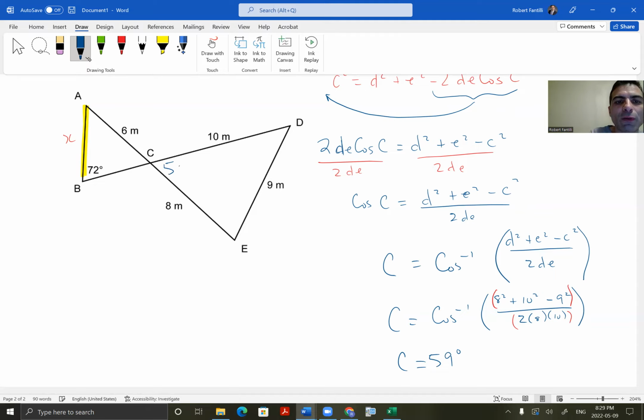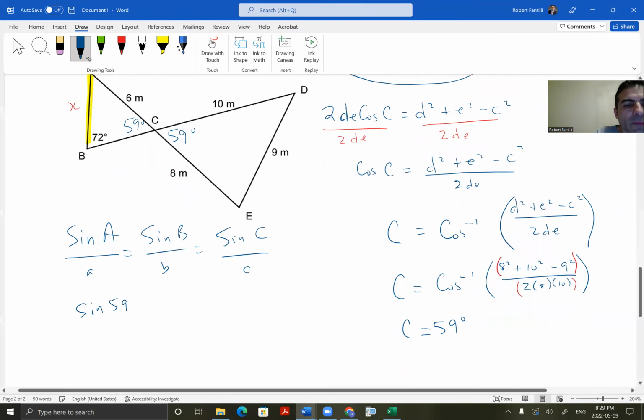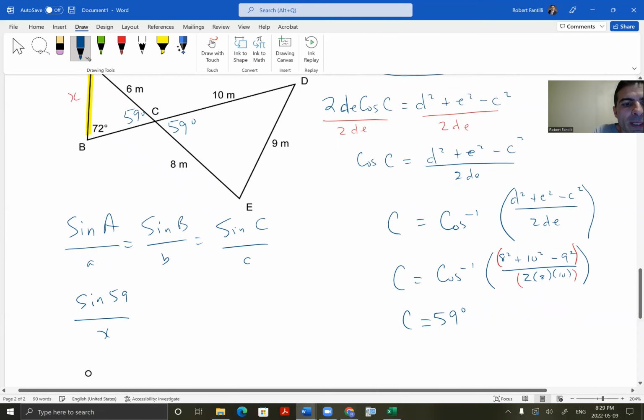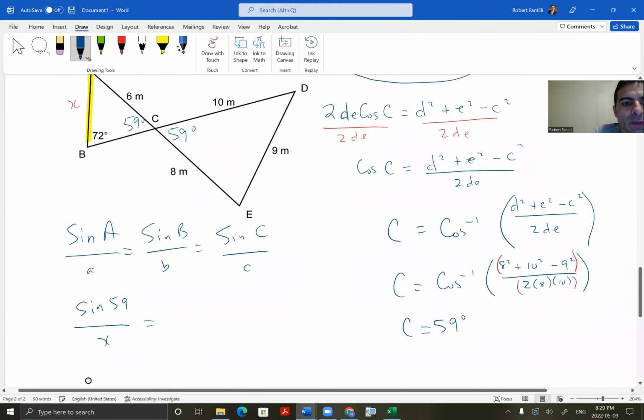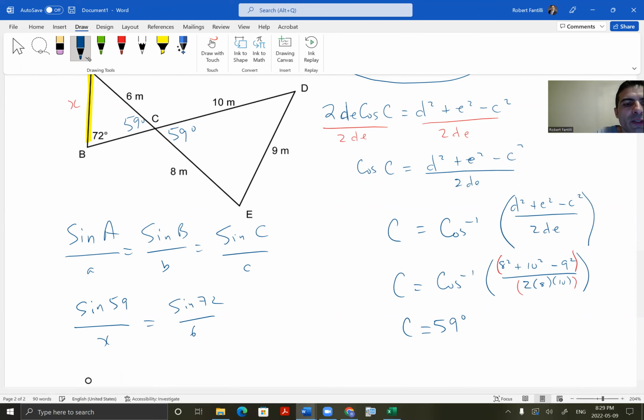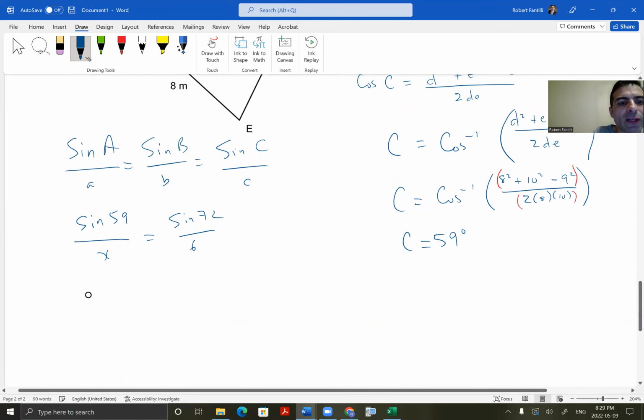So now we know that this angle in here is 59 degrees, which means the opposite angle is also 59 degrees. And now we can use the sine law. I know sine A over A equals sine B over B equals sine C over C. And we know that sine 59 over X is equal to sine 72 over 6.